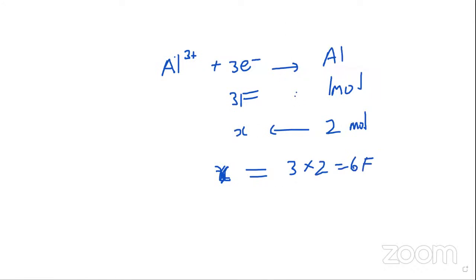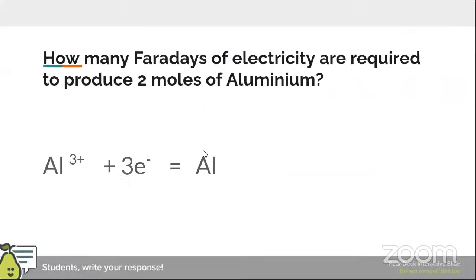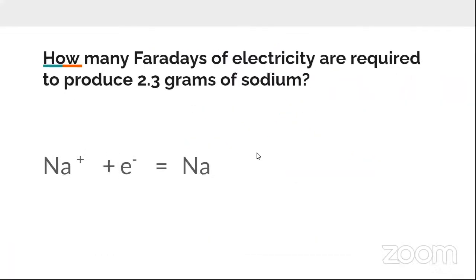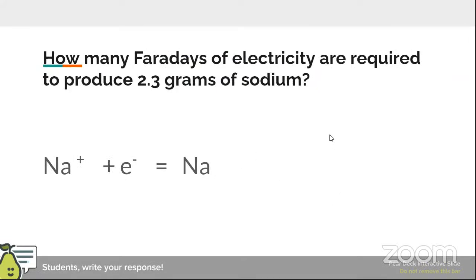All right, back to plan. Another one. Think carefully about this one now. How many Faradays of electricity are required to produce 2.3 grams of sodium? 2.3 grams of sodium.